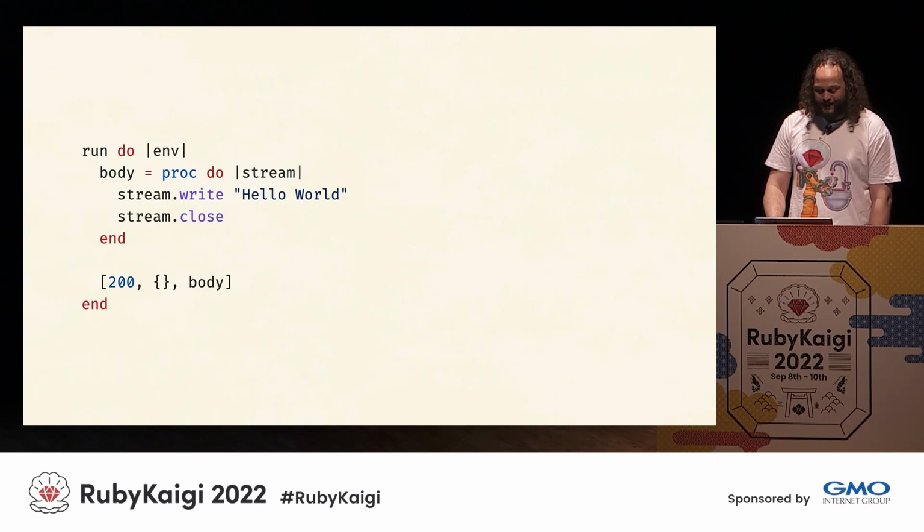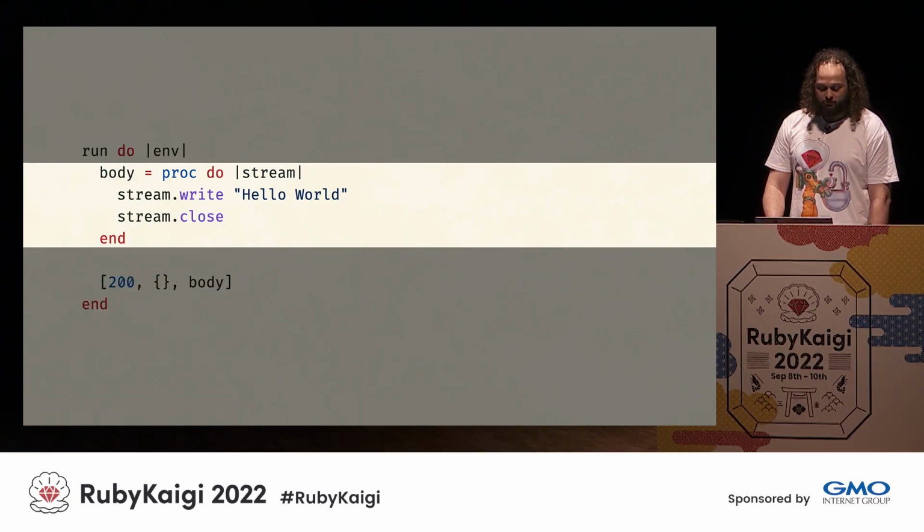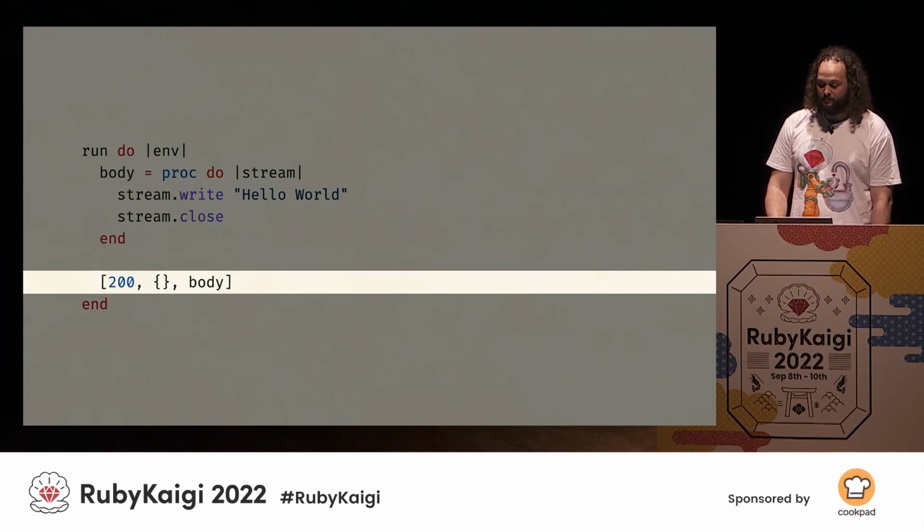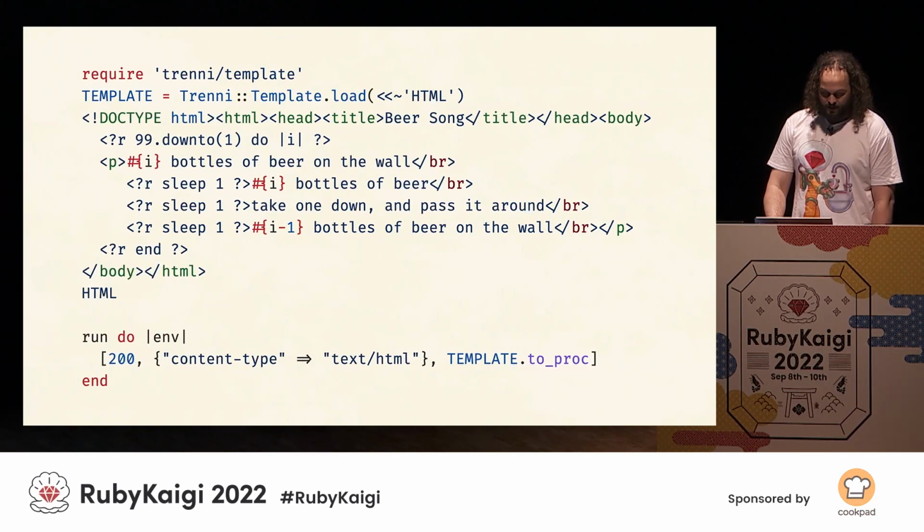Anyway, let's talk about real-time streaming in Rack 3. Here is a simple hello world example. We create a body proc which accepts a stream argument, writes to it, and then closes the stream. We respond with the body proc instead of the more commonly used array of strings. The web server will execute the proc with the underlying HTTP connection as the stream argument, which gives you full bidirectional streaming.